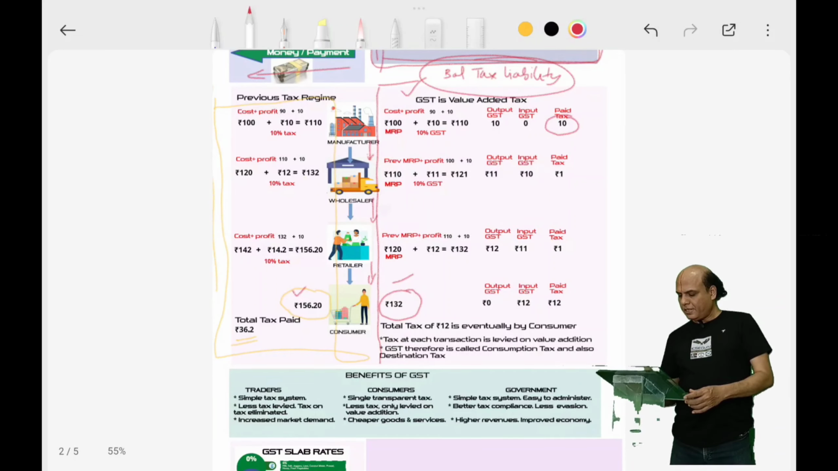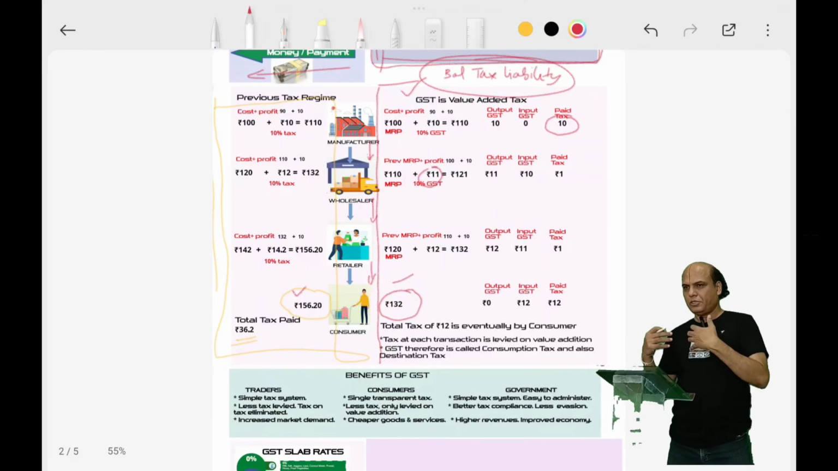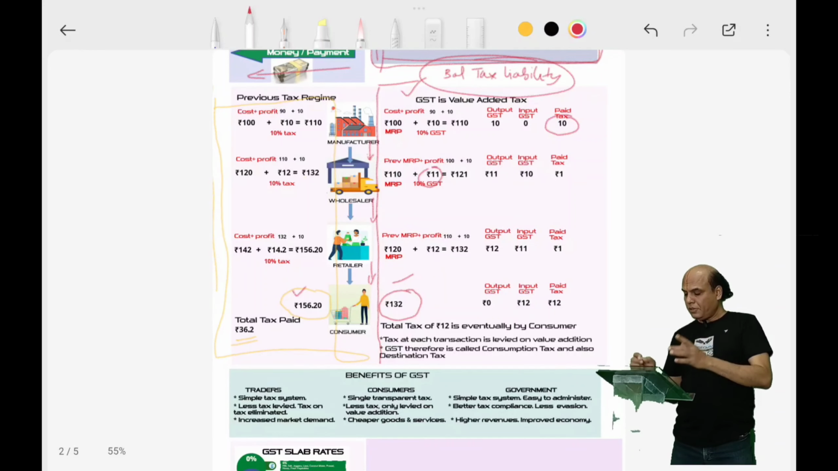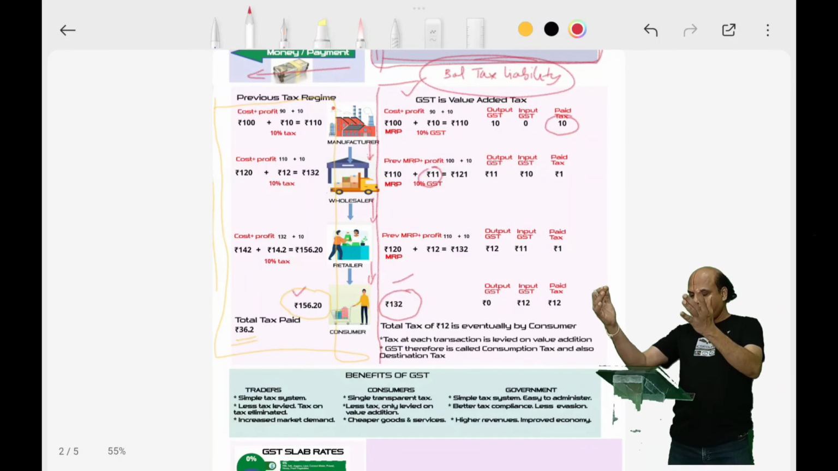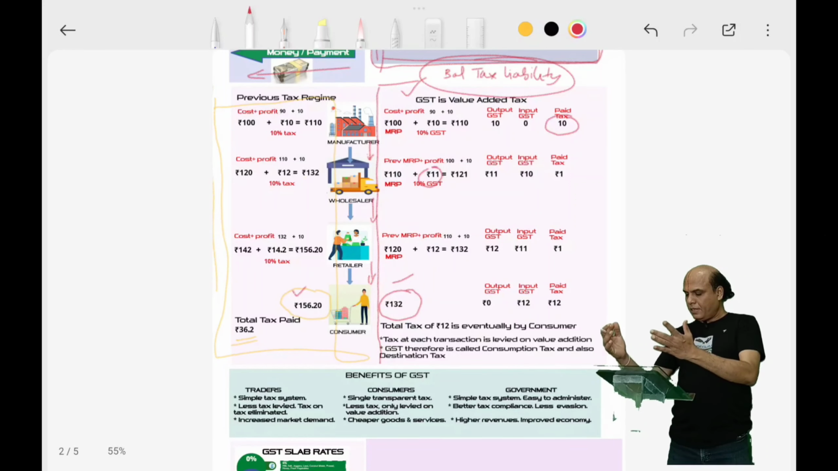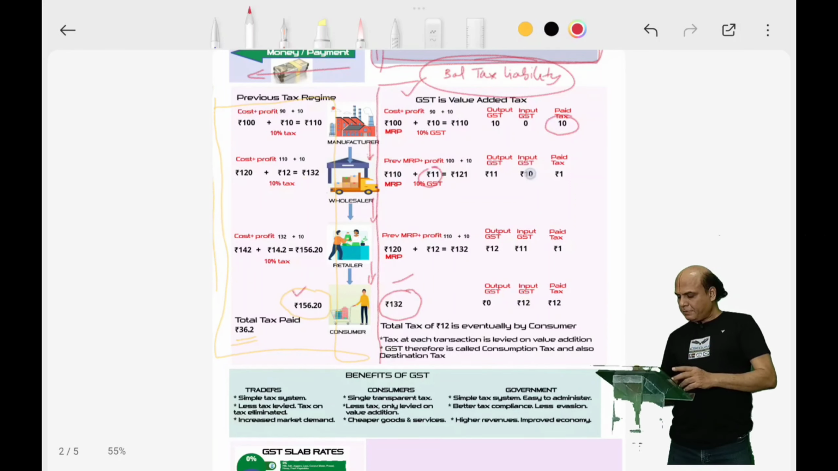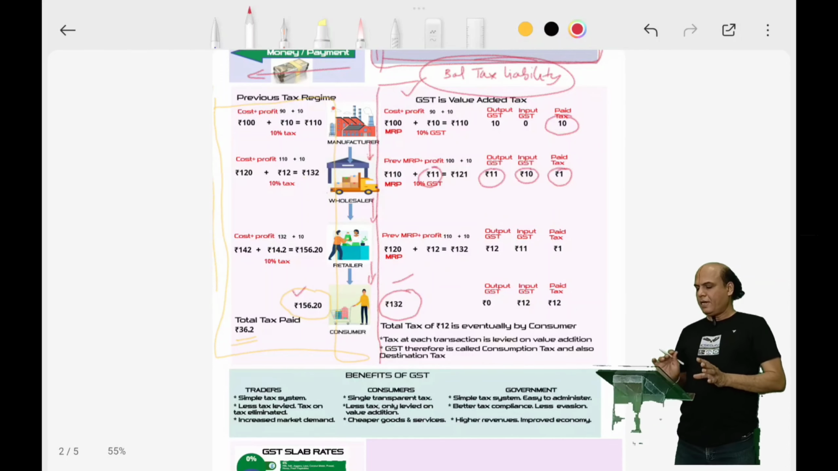Now for the wholesaler, he has collected 11 rupees as output GST when the goods are moving out. But when the goods were moving in, when he purchased the goods from the manufacturer, he paid 10 rupees. So for him, input GST is 10, output GST is 11. So he has paid 1 rupee ultimately as tax.